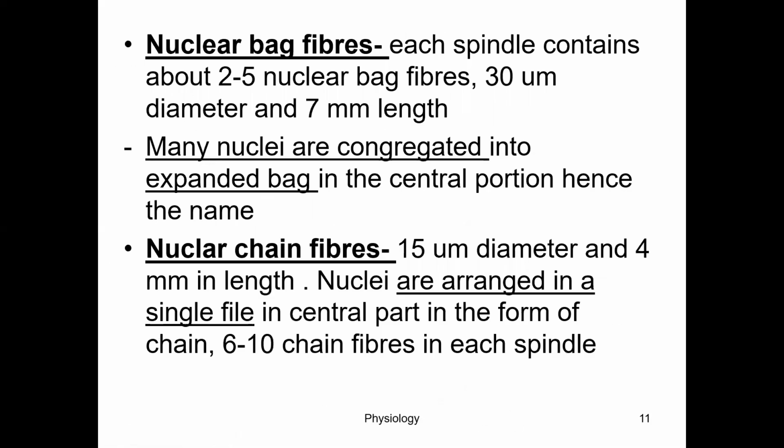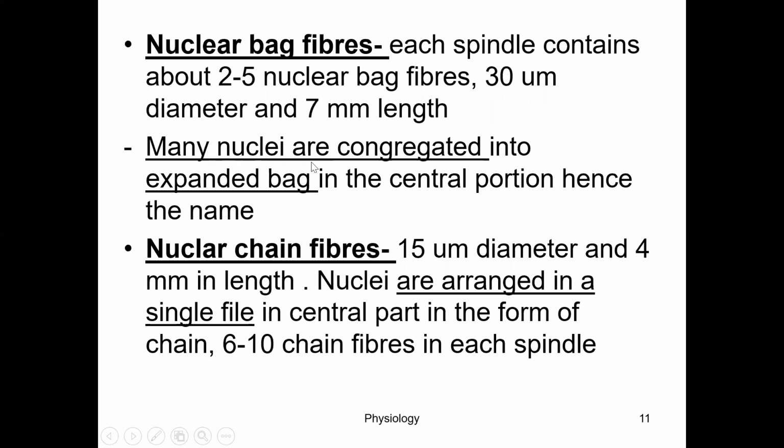Okay, so regarding the nuclear bag fibers, in each muscle spindle, around 2 to 5 nuclear bag fibers are there, while around 6 to 10 nuclear chain fibers are there in an individual single muscle spindle. Okay.